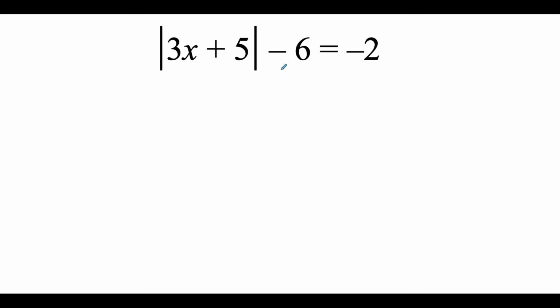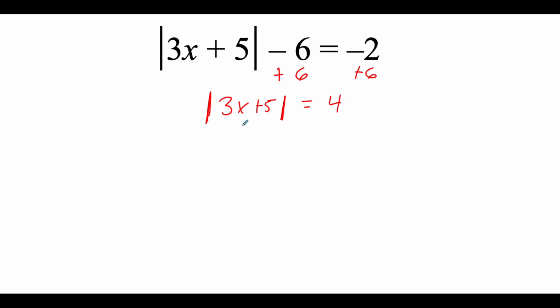So the very first thing that we need to do before we can decide if there's going to be a solution or not is add that 6 over to the right-hand side. So we have the absolute value of 3x plus 5 equals +4. Okay, distances are always positive, so it's okay for this absolute value to equal a positive number, even though the initial number was negative. By doing that +6 on both sides, we've essentially gotten rid of the negative number. So now we need to go through and finish solving this one.